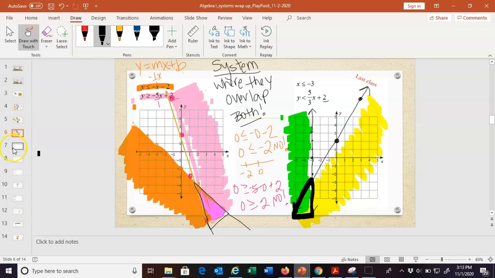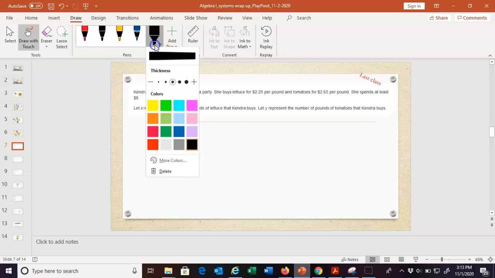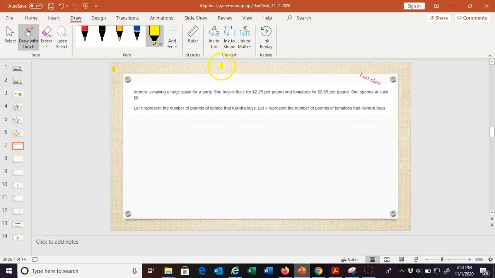So now let's get to some word problems involving inequalities and systems. This is a little bit of translating as well, right? Taking English words and writing them as a math sentence. Kendra is making a large salad for a party. She buys lettuce for $2.25 per pound and tomatoes for $2.65 per pound. She spends at least $8. That's a very important word there, at least.